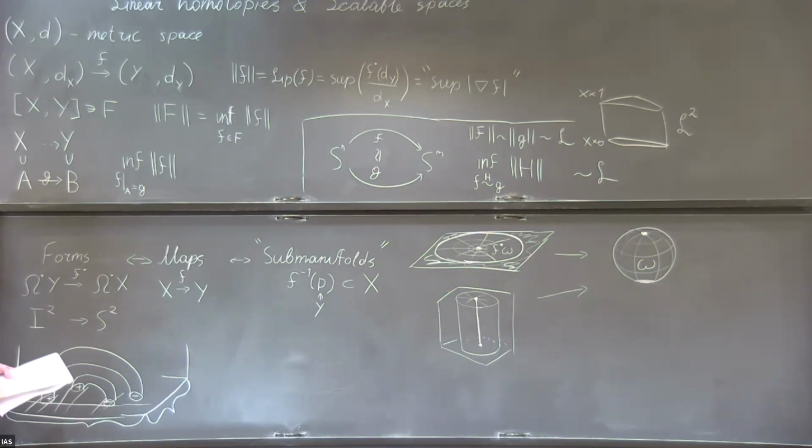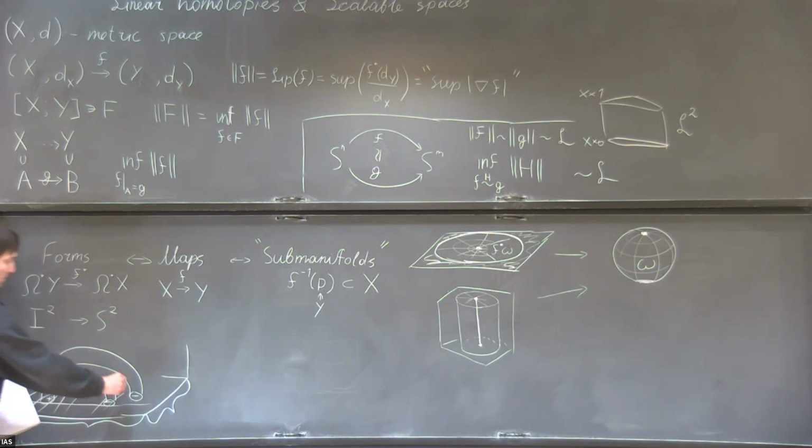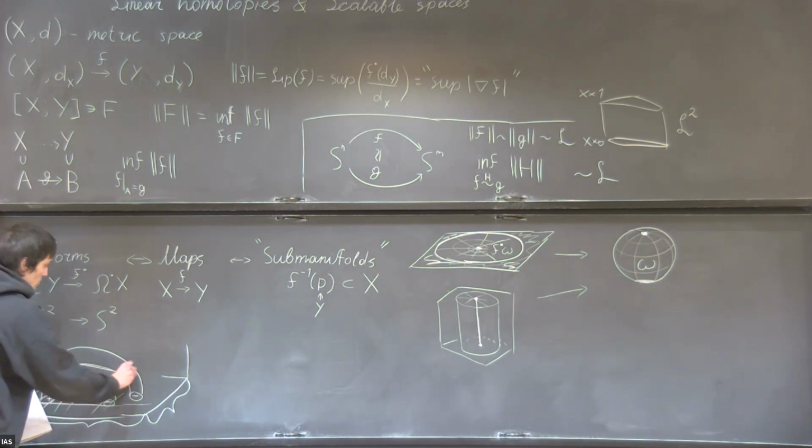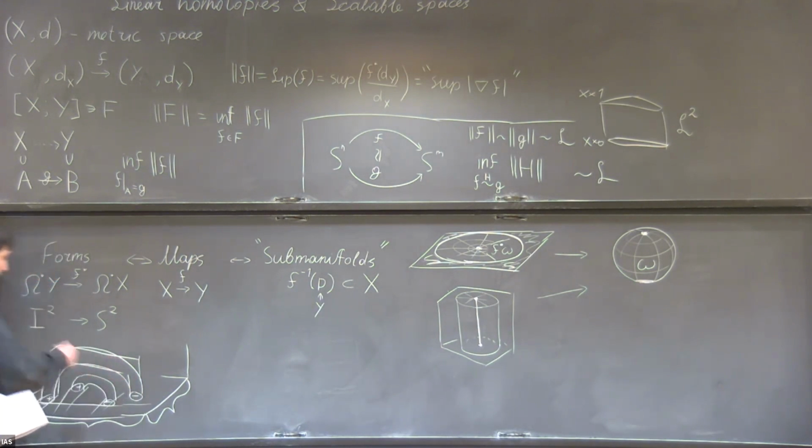You basically pick random heights of pillars over these things and just connect them with broken lines, and with good expectation they will not intersect, and you will get a linear homotopy from that.